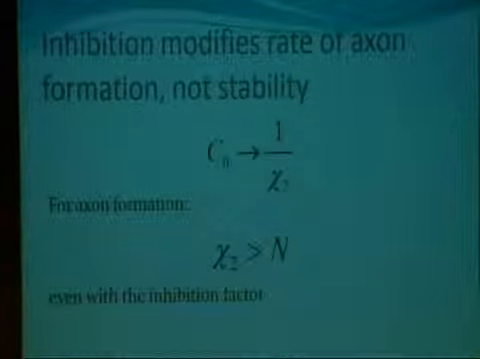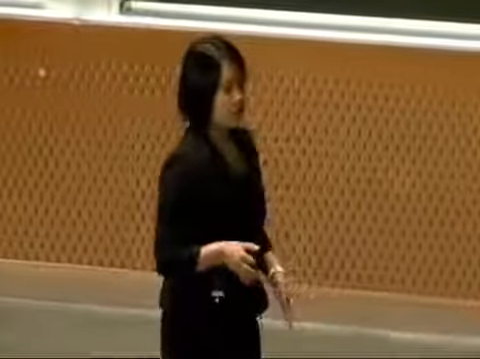Now, this parameter for axon formation is different than the graphs that I showed you earlier, but we hypothesized that the reason for this is because inhibition modifies the rate of axon formation, not the stability. In other words, the inhibition modifies how fast axons form, not whether or not they will form.